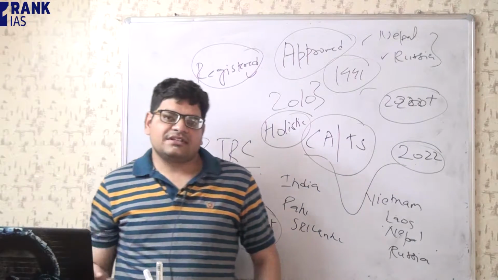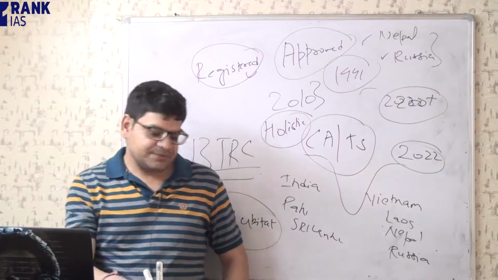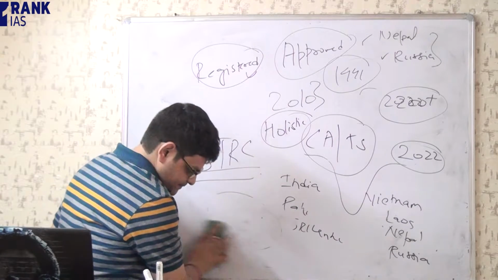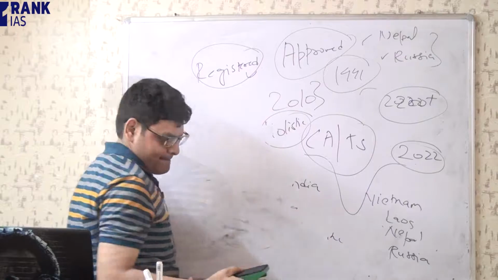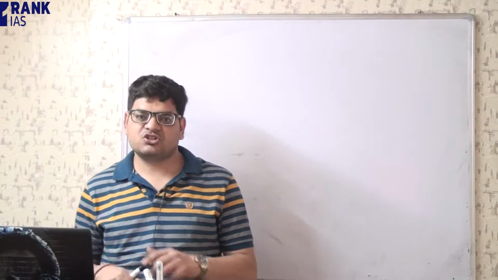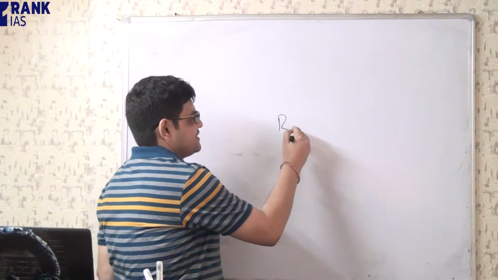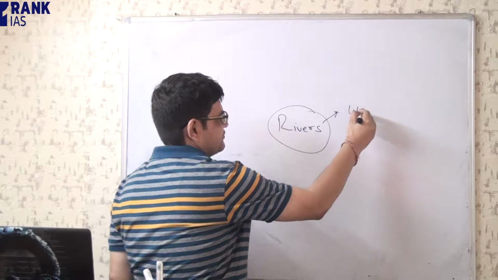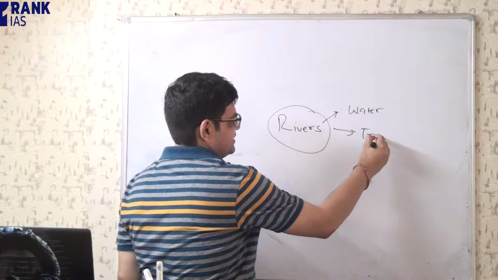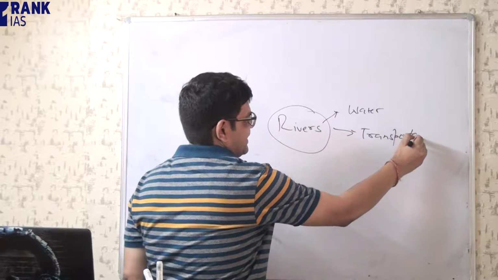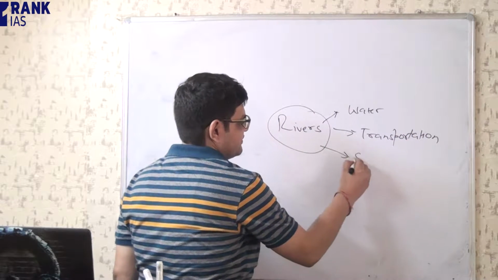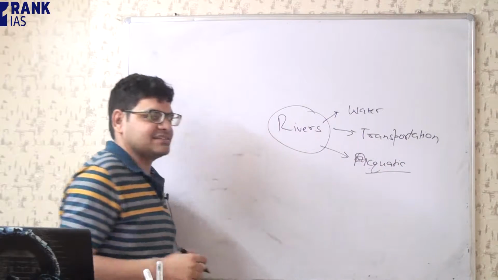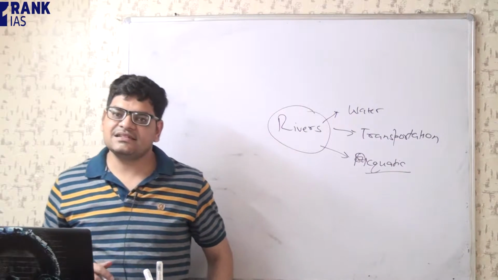Now the second topic talks about conservation of rivers. As we all know, rivers are vital for the survival of civilizations, because on one hand they provide water for drinking, then transportation, and various aquatic animals are dependent on rivers for survival. The good health of these rivers is absolutely essential for maintaining a good ecological balance in the environment.